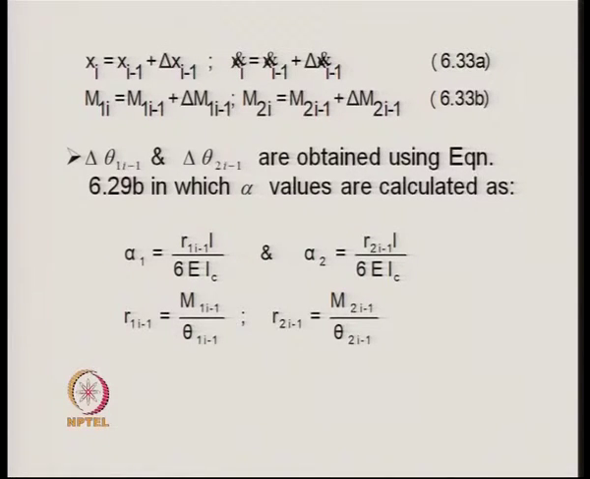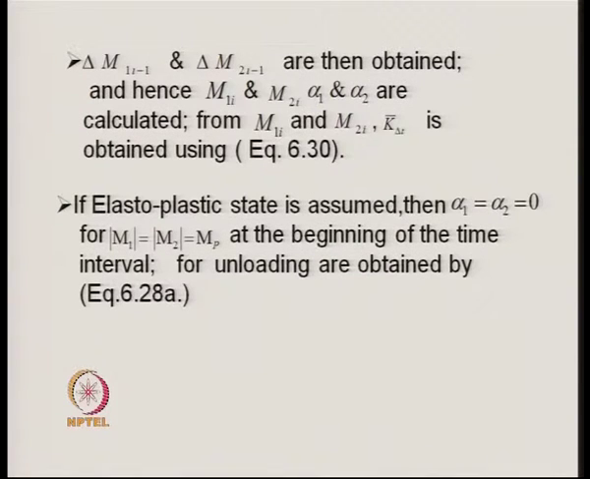And after we add it to the already existing values of the moment, then we get the final moment m 1 I and m 2 I. And once we get the values of m 1 I and m 2 I, then these values are used for calculating the values of alpha 1 and alpha 2 for the subsequent time step. And that is how we proceed.